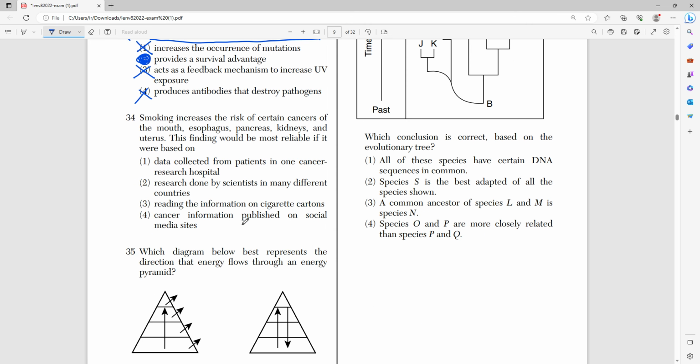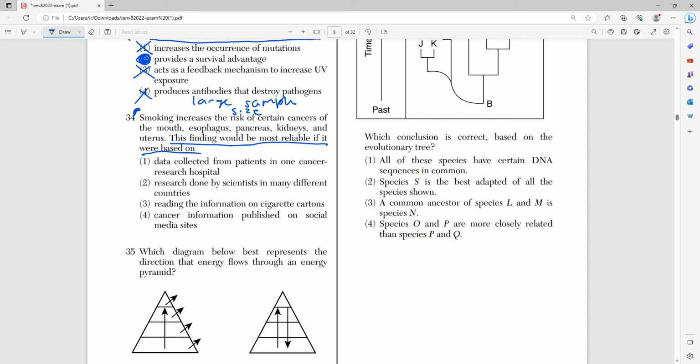Number 34 says smoking increases the risk of certain cancers of the mouth, esophagus, pancreas, kidneys, and uterus. This finding would be most reliable if it was based on what? Right? So we want reliable data. Reliable data means we want a large group, a large sample size, and one that accurately depicts that smoking increases the risk of these cancers, right?